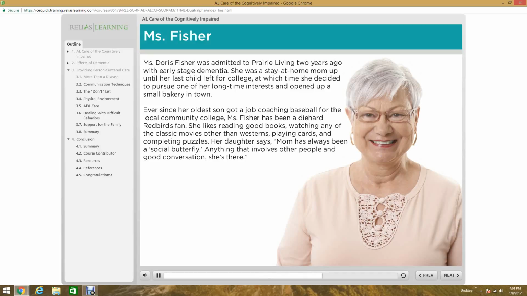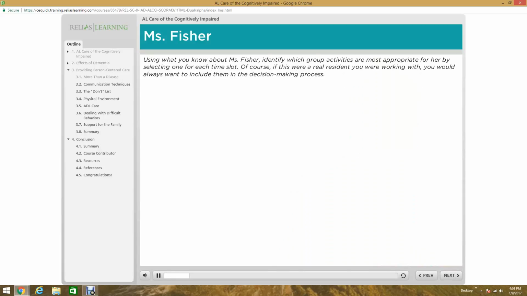She likes reading good books, watching any of the classic movies other than westerns, playing cards, and completing puzzles. Her daughter says Mom has always been a social butterfly. Anything that involves other people and good conversation, she's there. Using what you know about Ms. Fisher, identify which group activities are most appropriate for her by selecting one for each time slot. Of course, if this were a real resident you were working with, you would always want to include them in the decision-making process.